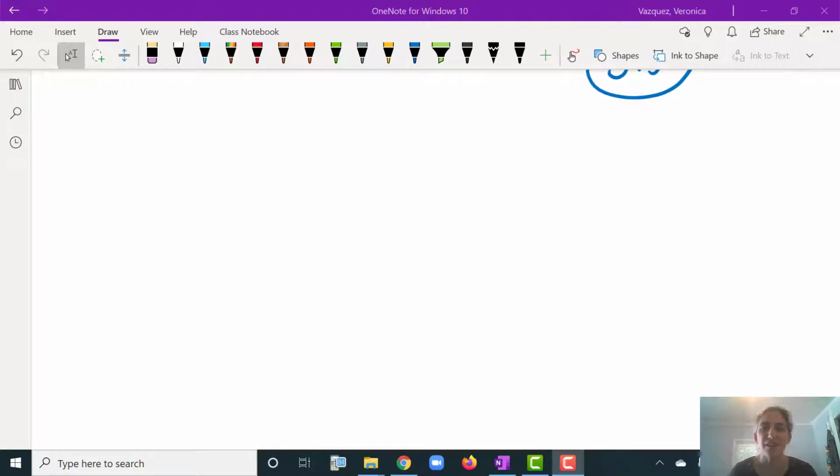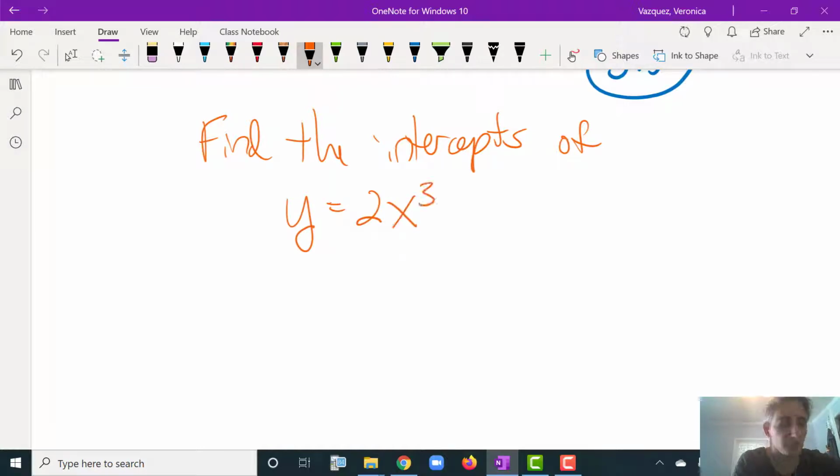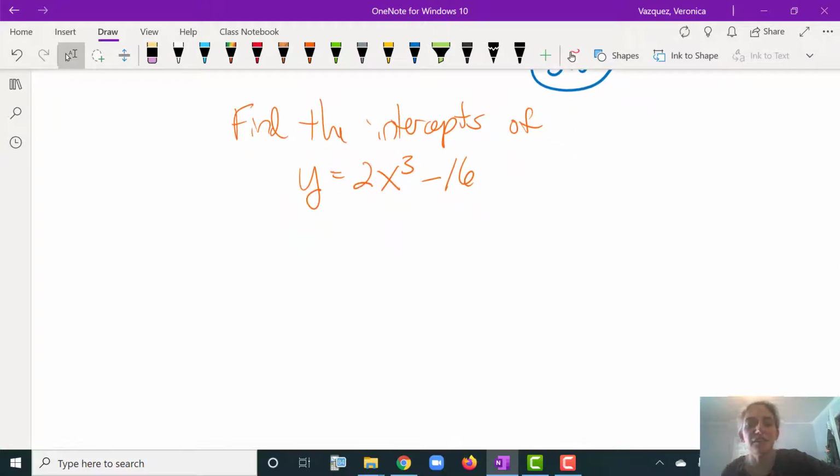Okay, welcome. This is the second question I'm covering today. This was from the homework. This was how to find the intercepts of y equals 2x cubed minus 16. Okay, so finding the y-intercept, of which there can only be one, is fairly straightforward.